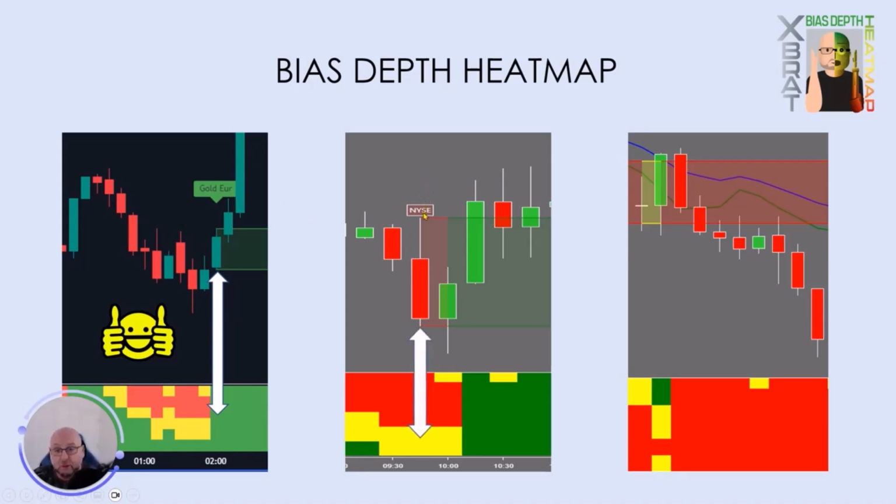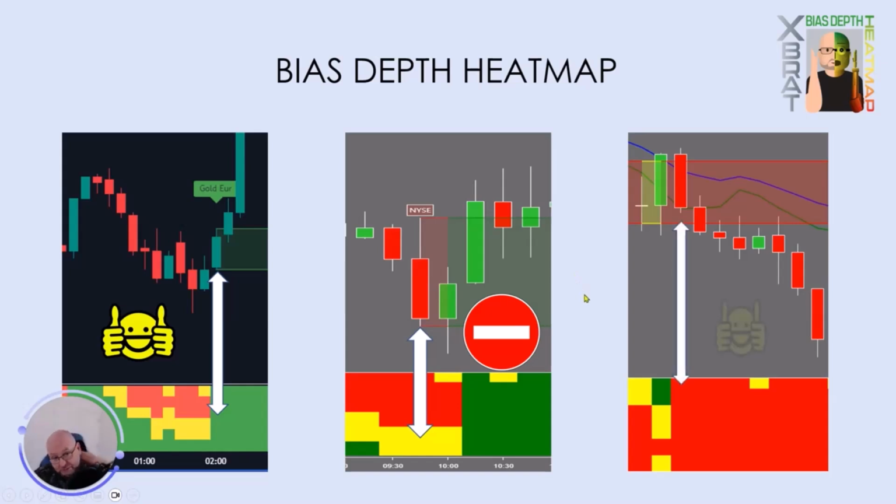Conversely now, we get a New York Stock Exchange open. The bias is defined as red, as you can see on the chart, but on the BIAS Depth Heatmap, 2 of those 6 time frames are neutral. We simply don't take the trade, and this is what happens. We do go down a little bit, but then it reverses.